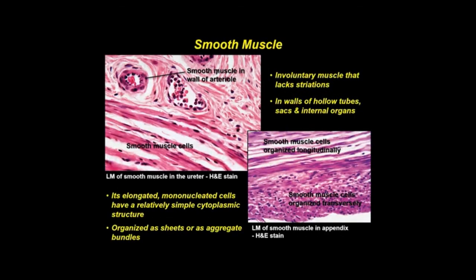Smooth muscle is involuntary and lacks striations. It's found in walls of hollow tubes, sacs, and internal viscera. It regulates the luminal caliber of many hollow organs, and in blood vessel walls it is known as vascular smooth muscle. Its elongated mononucleated cells have relatively homogeneous cytoplasm. Smooth muscle cells are organized either as sheets or as aggregated bundles oriented in different directions. They have a much smaller diameter than skeletal muscle fibers.